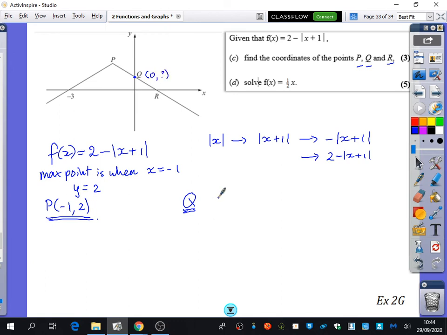So if we know for the q coordinate that x is 0, to find out what y is, we can just do 2 minus the modulus of 0 plus 1. So that's just 2 minus 1, which is 1. So q is 0, 1.